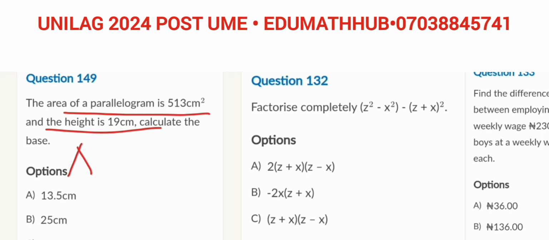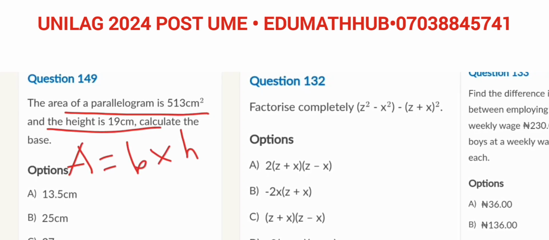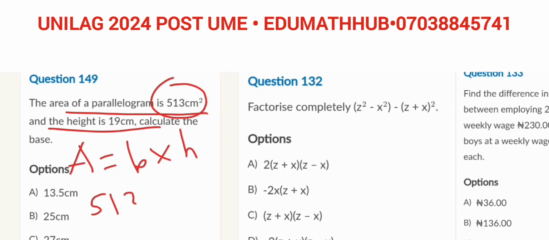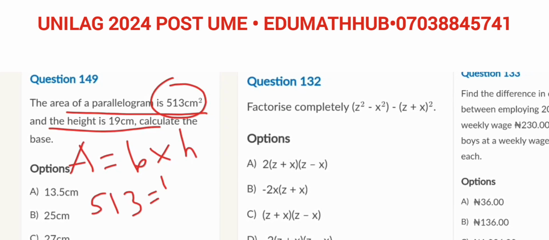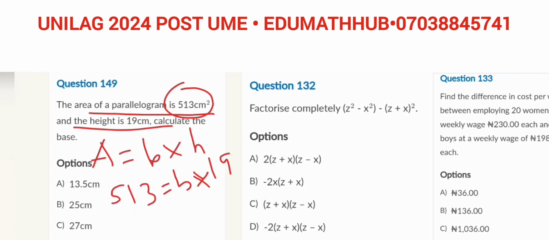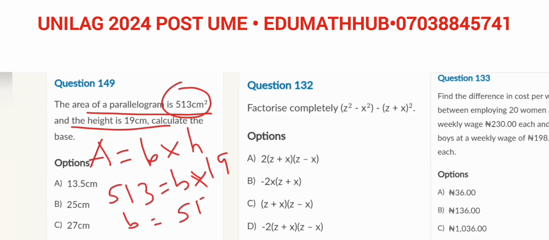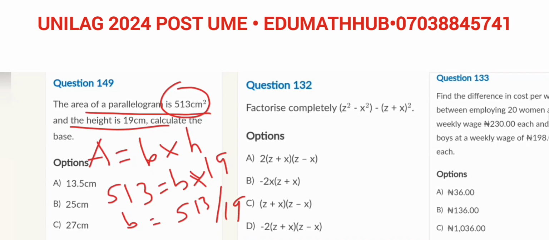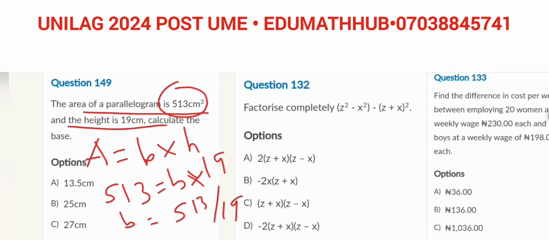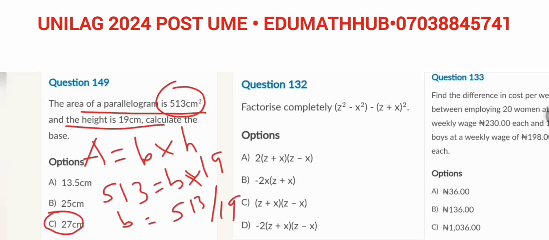Now, the area of a parallelogram is equal to base times height. In this question, the area is 513, so that means 513 is equal to base times the height. The height in this question is 19. So to easily find the base, you just divide 513 by 19. If you divide that, you're going to get 27. So the answer to this question is 27.